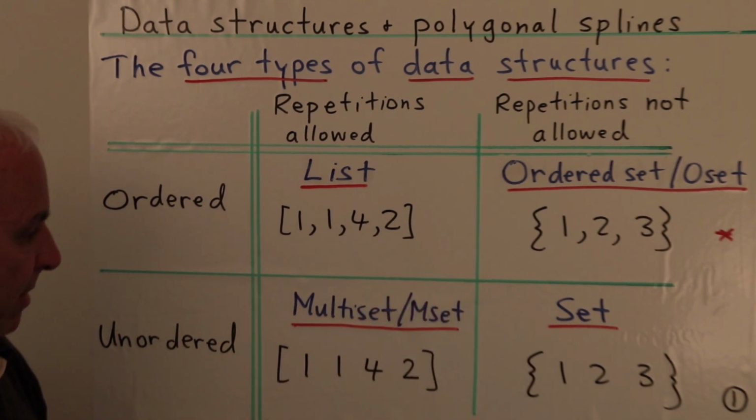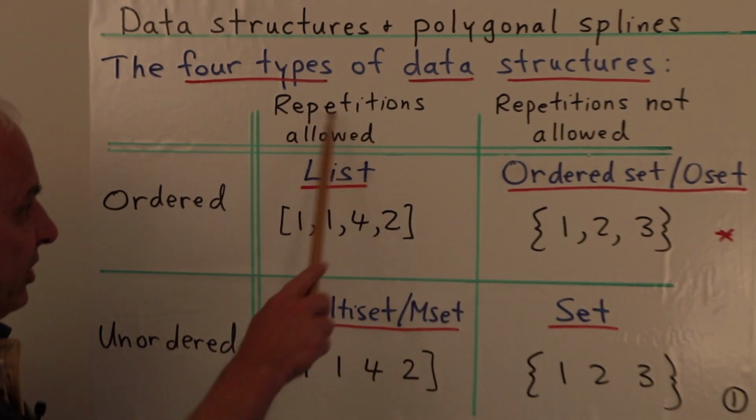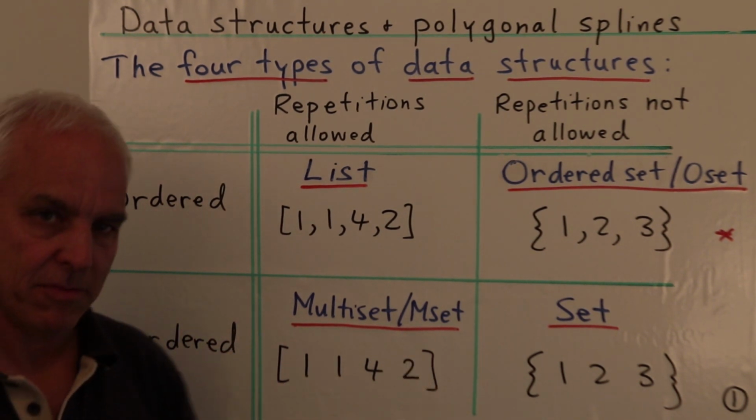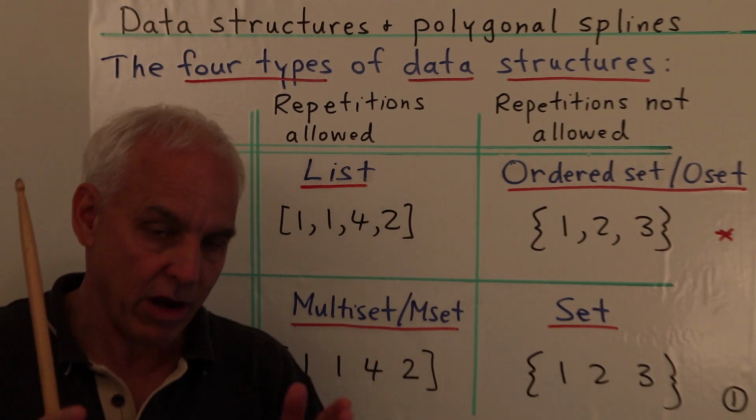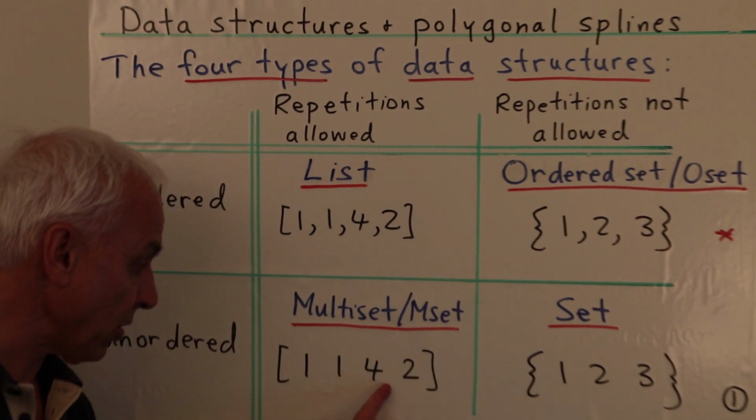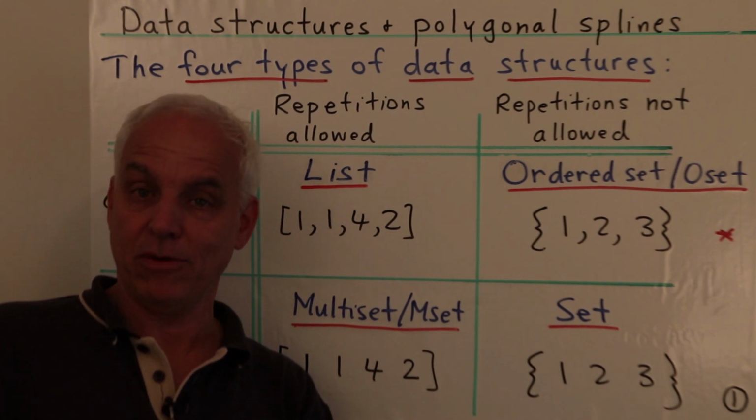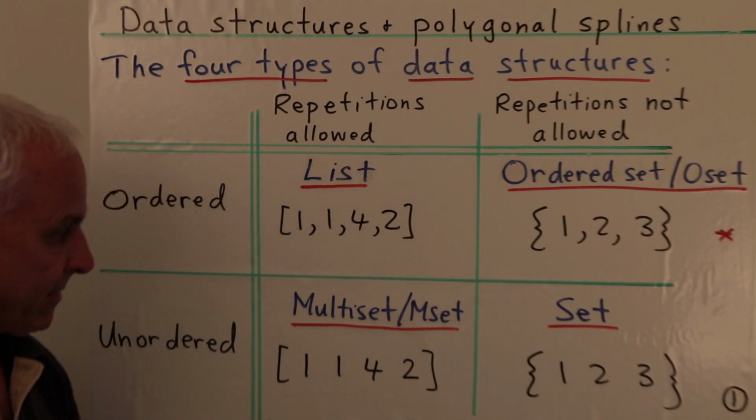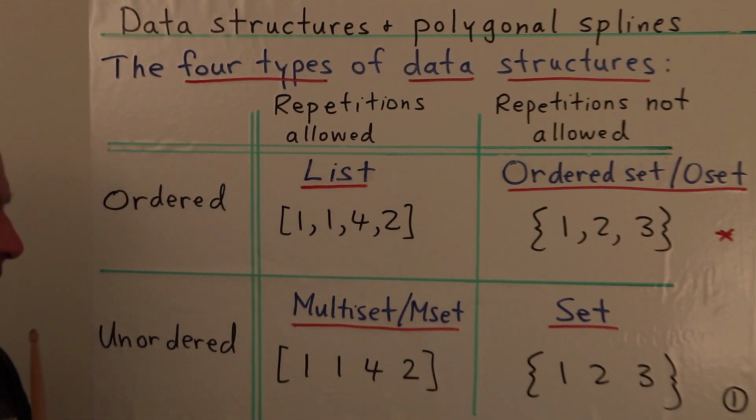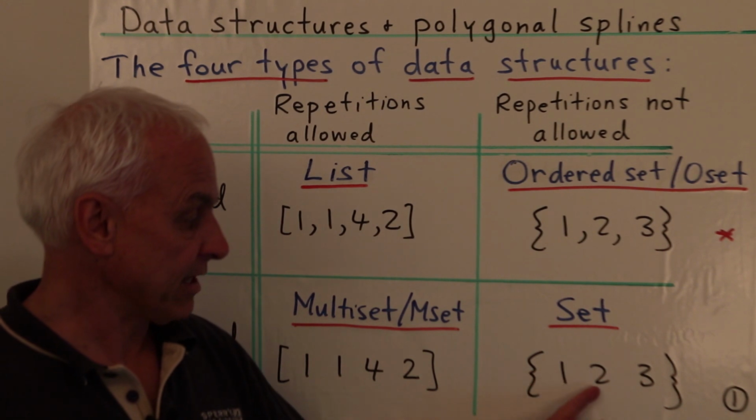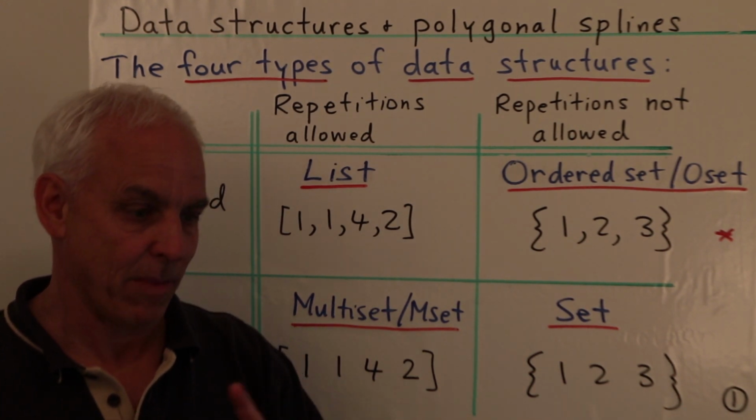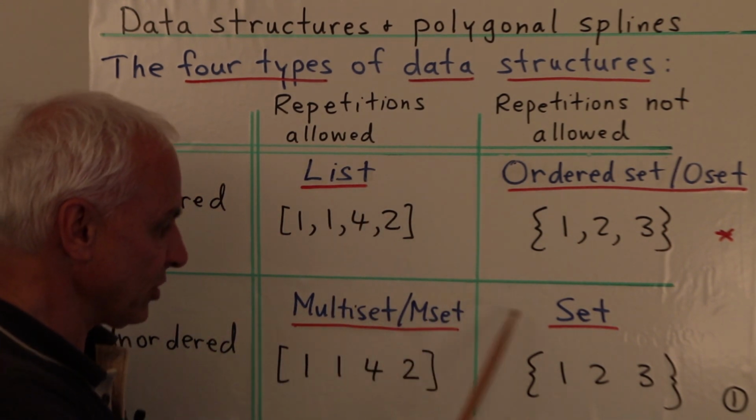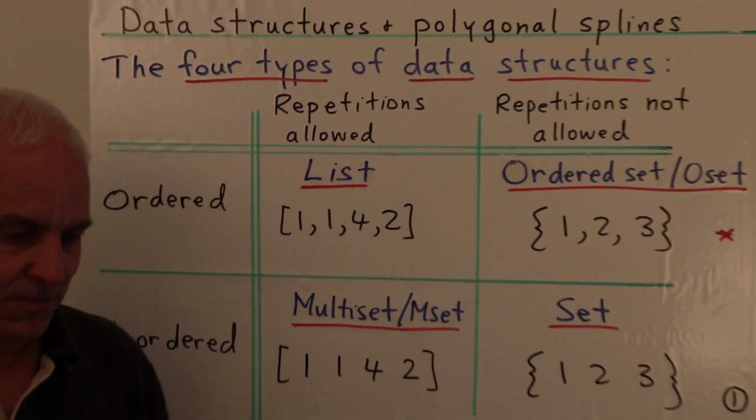So maybe we'll move over here to the multiset. The multiset has repetitions and it's unordered. You can see the repetitions are allowed by the square brackets, and it's unordered because there are only spaces separating the elements. So you can think of these elements as freely floating around. And a set is just like a multiset, except that the elements can only appear at most once. Repetitions are not allowed.